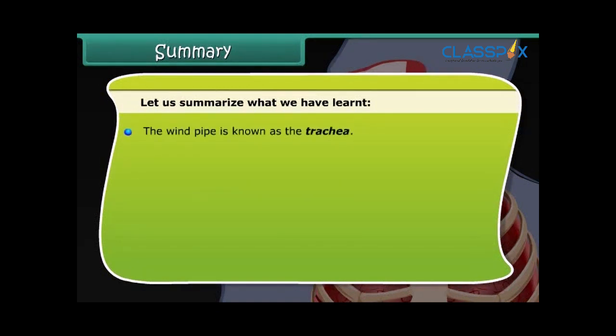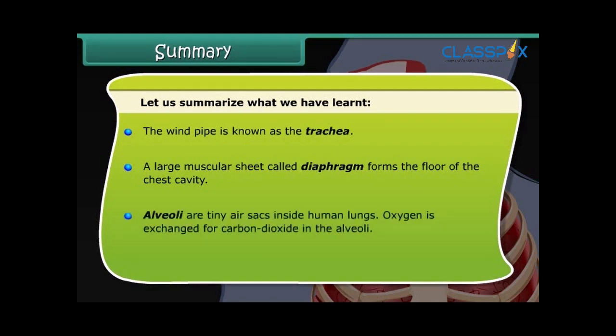The windpipe is known as the trachea. A large muscular sheet called diaphragm forms the floor of the chest cavity. Alveoli are tiny air sacs inside human lungs. Oxygen is exchanged for carbon dioxide in the alveoli.